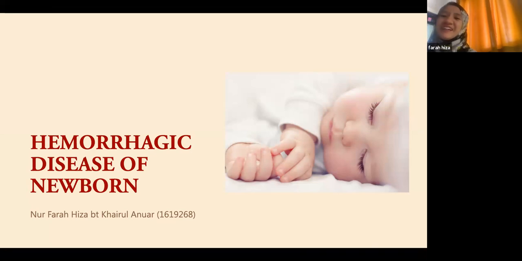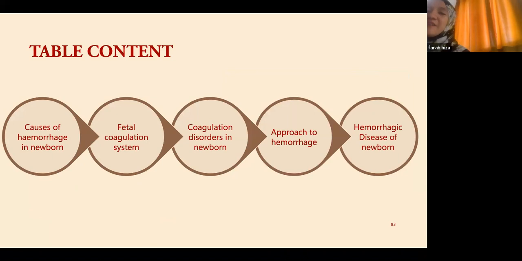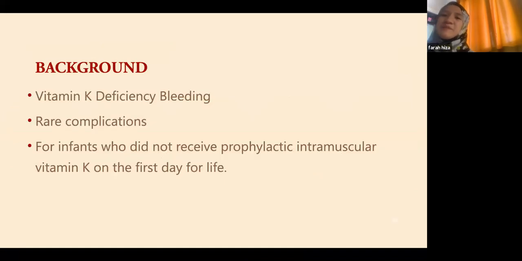My name is Nufara. I will be presenting regarding the hemorrhagic disease of newborn. Okay, next. So this is the outline. Basically, I will present regarding the causes of hemorrhage in newborn, the fetal coagulation system, the coagulation disorders in newborn, and how we approach them, and regarding the HDN. Hemorrhagic disease of newborn is actually a former name for vitamin K deficiency bleeding. Now it's more known as VKDB, which is vitamin K deficiency bleeding.